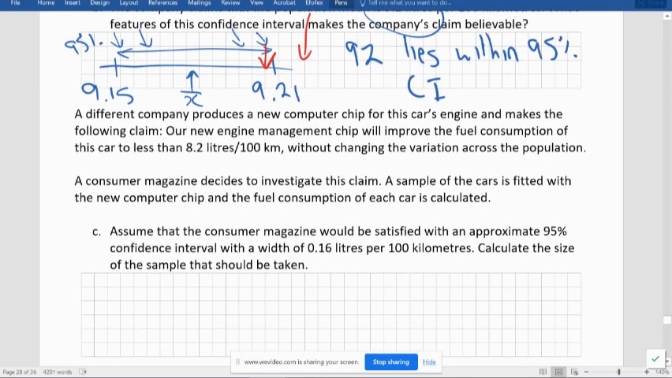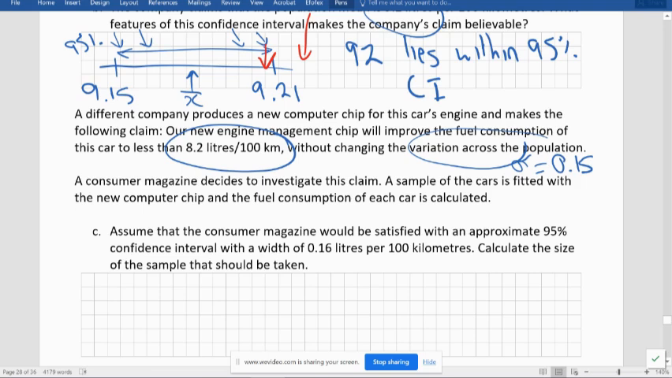All right, so we've got a different company that produces a new computer chip for a car engine and makes the following claim. A new engine management chip will improve the fuel consumption of this car to this. Okay, so they're going to change it without changing the variation across the population. So what they're trying to say there is they're going to keep the standard deviation the same, and the standard deviation was 0.15. Okay, so that may have been missed by you guys.